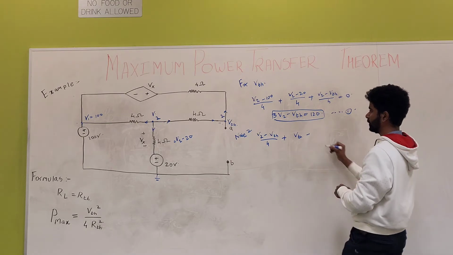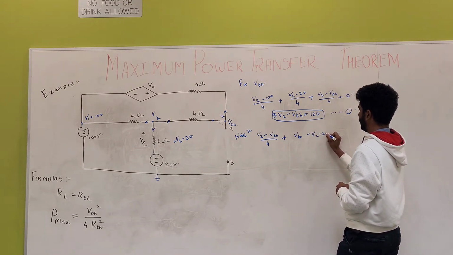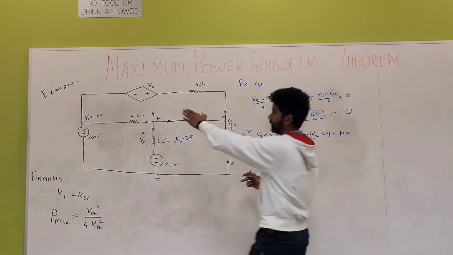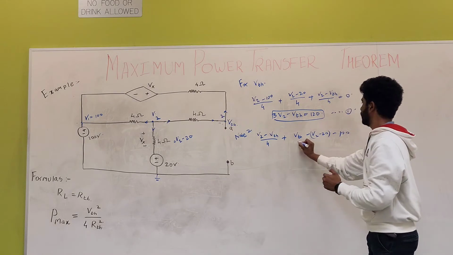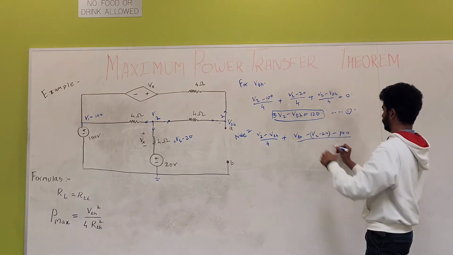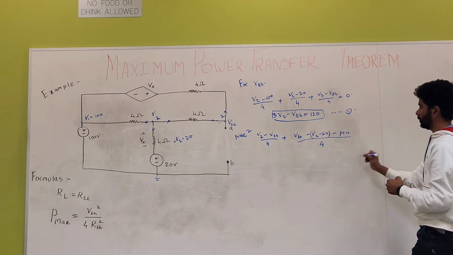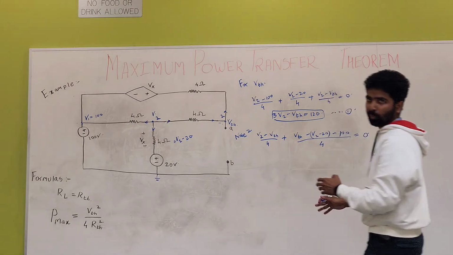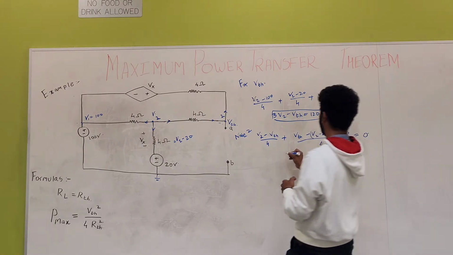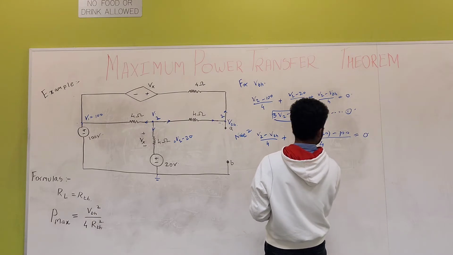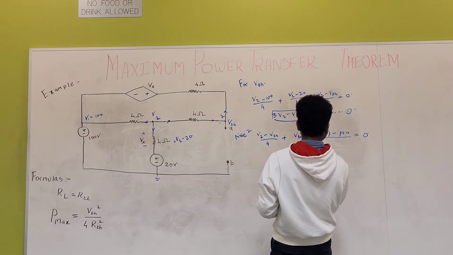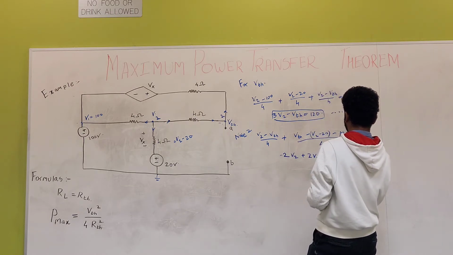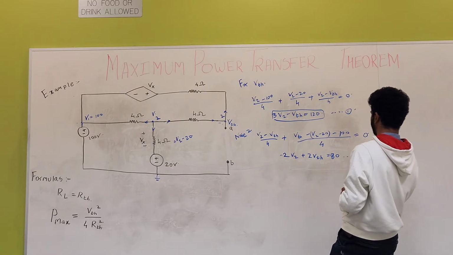So I just substitute it as V2 minus 20, minus my 100 V1 going in, because it's a dependent source, so I'm considering V1 as well, divided by the 4, which is equal to 0. At this point there is nothing else. So at node 2, after calculating, I'll get the final equation as 2V2 plus 2VTH is equal to 80. So this would be my second equation.